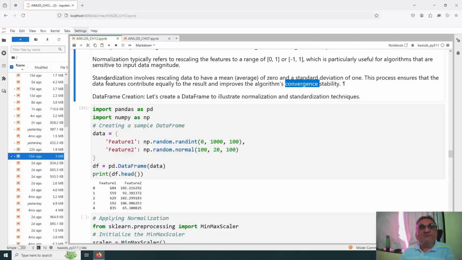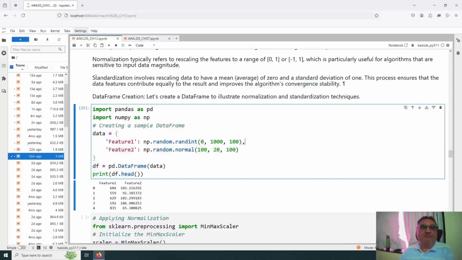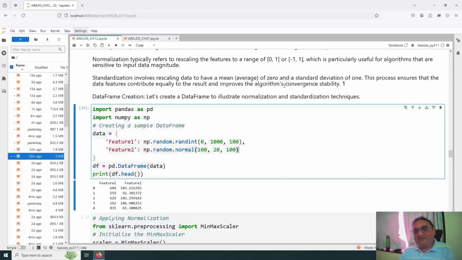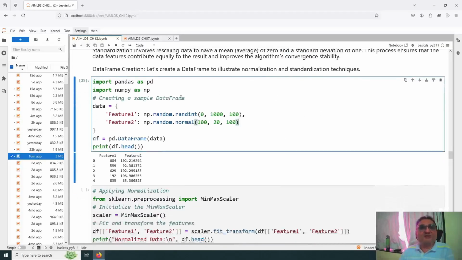Now, if you don't do normalization or standardization first, then that convergence may occur after say 500 iterations. But if you feed the algorithm with standardized or normalized data, at that time the same convergence may occur over 100 iterations. So it saves time and even accuracy is better. Okay. Now, as usual, we follow our standard method.